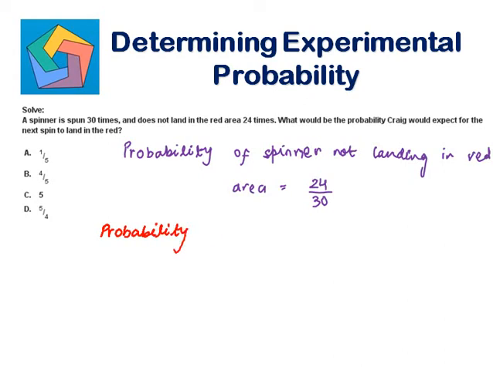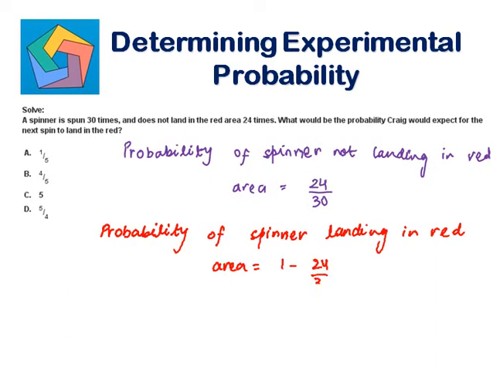Probability of the spinner landing in the red area becomes 1 minus 24 over 30, which can be written as 30 over 30 minus 24 over 30, which is equal to 6 over 30, can be simplified by 6, which becomes 1 by 5. So 1 by 5 is our answer.